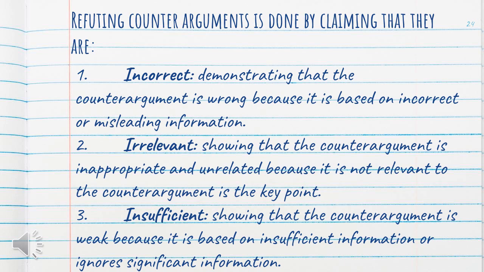The second one, if it is irrelevant, showing that the counter-argument is inappropriate and unrelated because it is not relevant to the key point. Third, insufficient, showing that the counter-argument is weak because it is based on insufficient information or ignores significant information.